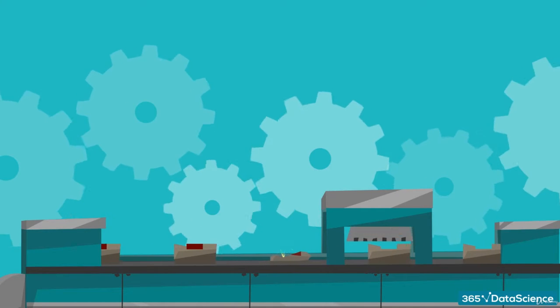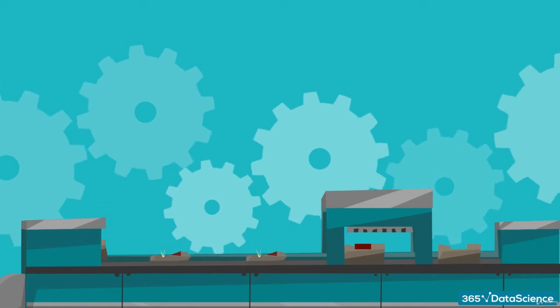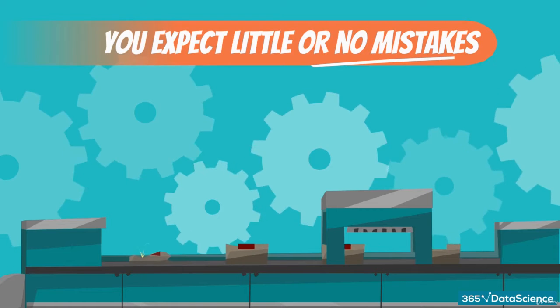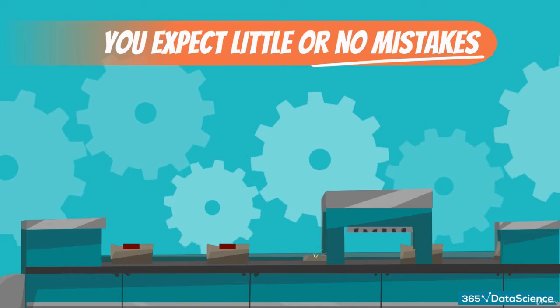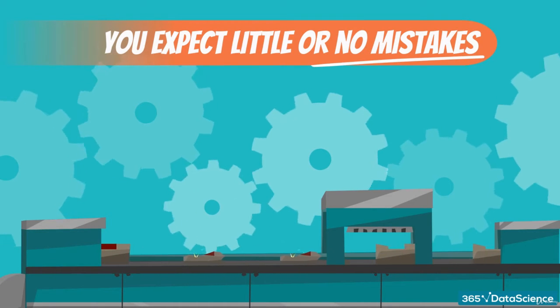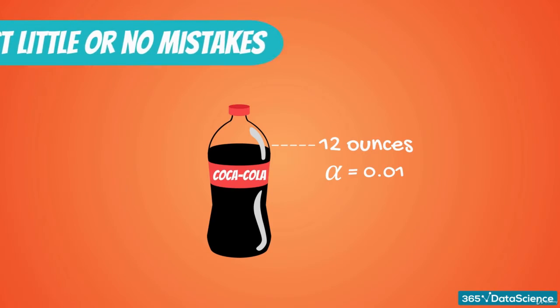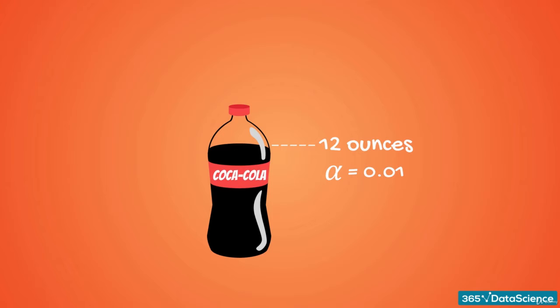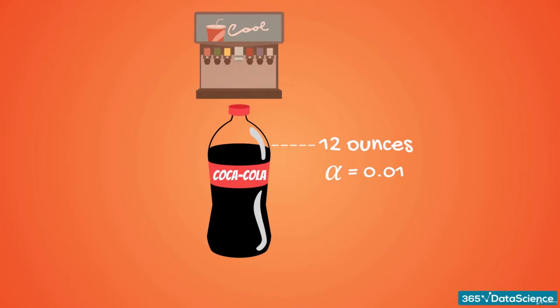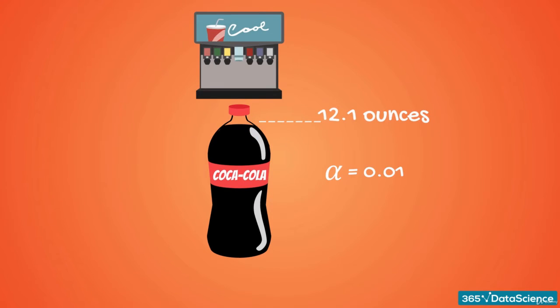Say you need to test if a machine is working properly. You would expect the test to make little or no mistakes. As you want to be very precise, you should pick a low significance level such as 0.01. The famous Coca-Cola glass bottle is 12 ounces. If the machine pours 12.1 ounces, some of the liquid will be spilled and the label would be damaged as well. So, in certain situations, we need to be as accurate as possible.